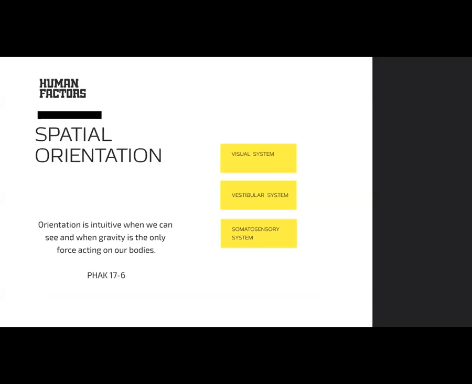What I mean by that is what we do every single day is so intuitive to us, so natural that, of course, we don't even realize the signals being sent to our brain. So our spatial orientation system comprises three elements: our visual system, our vestibular system, and our somatosensory system. These systems, like I said, work very intuitively to us. It's as automatic as breathing. We don't even think about it. It's subconscious. And so that operation is very intuitive to us, and it works very well when we can see and when gravity is the only force acting on our bodies.